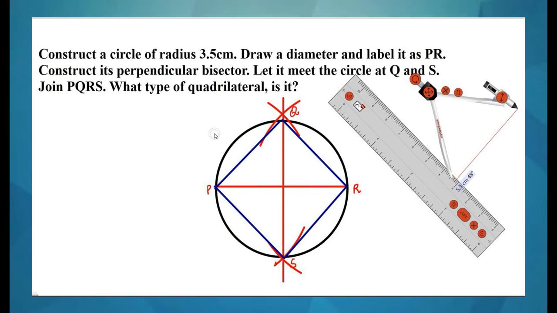In this video, we are going to construct a circle of radius 3.5 centimeters, draw a diameter and label it as PR, construct its perpendicular bisector, and let it meet the circle at Q and S. Join PQRS. What type of quadrilateral is it?